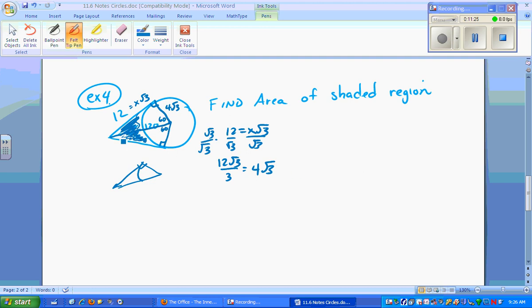Now we can find the area of the triangle. So the area of the triangle is equal to 1/2. The base will be 12. The height will be 4 root 3. Multiply that all together, and you end up with 24 root 3 units squared. But wait a second, there's two of them. There's one triangle here and one triangle there. So we take the answer and multiply it by 2, so the area of both triangles is 48 root 3 units squared.